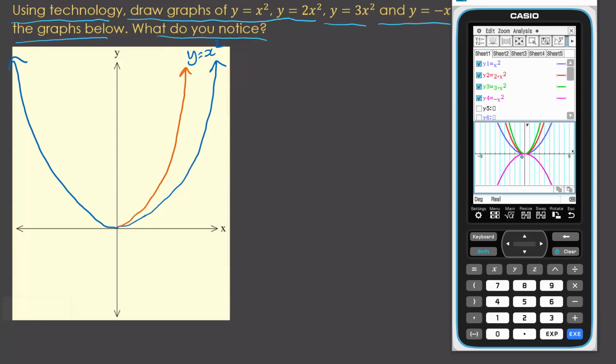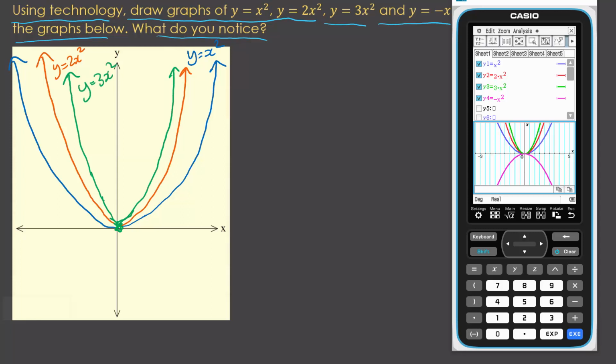That sort of goes steeper, like this. And then the 3x squared is steeper again, but it's closer to the 2x squared by the looks of it. They should go flat at the bottom here. They should all have their vertices at the origin. So they should all be going through the origin there. That's y equals 3x squared.